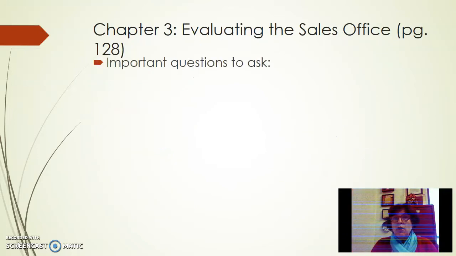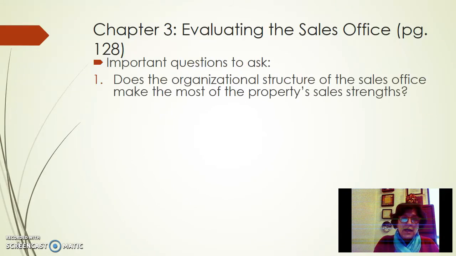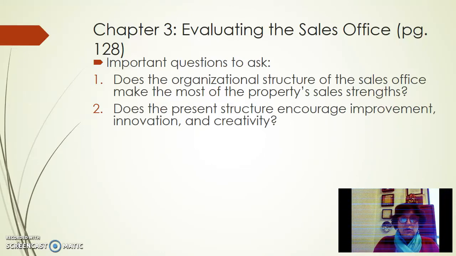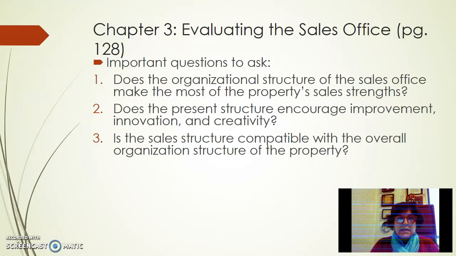In chapter 3, we're still evaluating the sales office. There's important questions to ask found on page 128. Number 1, does the organizational structure of the sales office make the most of the property's sales strengths? Another question to ask. Does the present structure encourage improvement, innovation, and creativity? And number 3, is the sales structure compatible with the overall organization structure of the property?